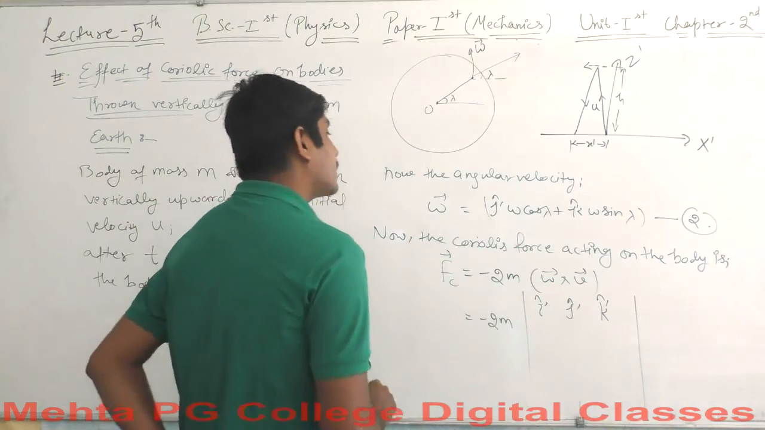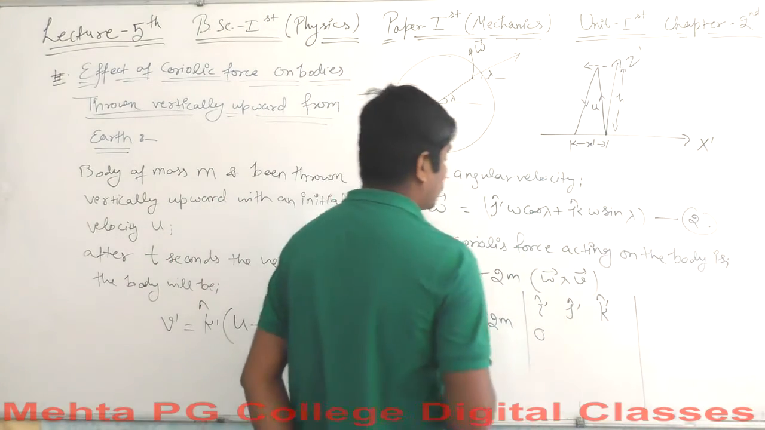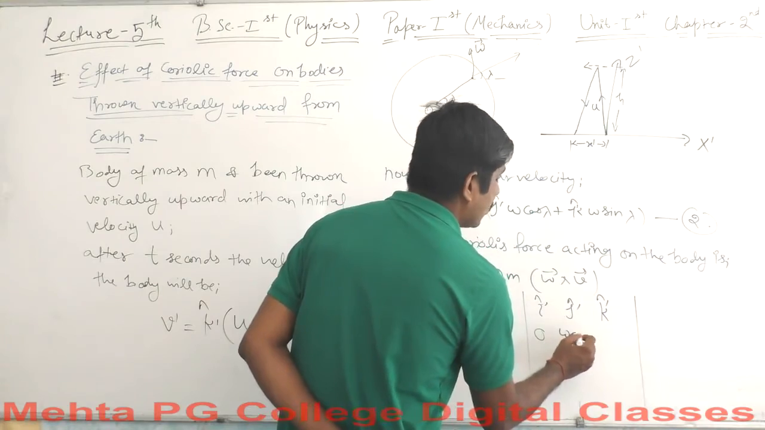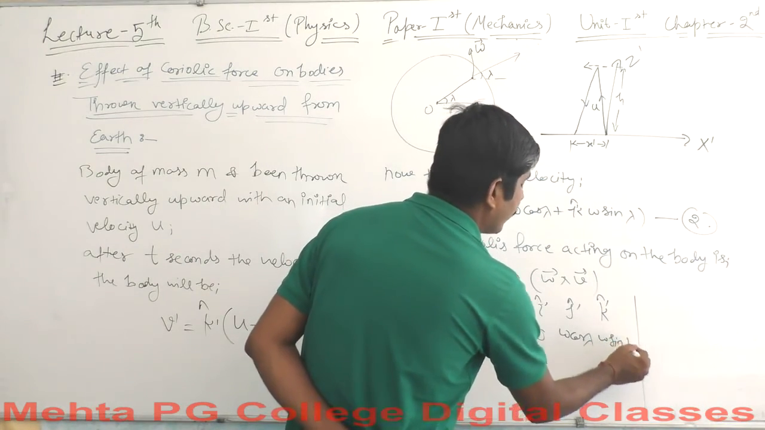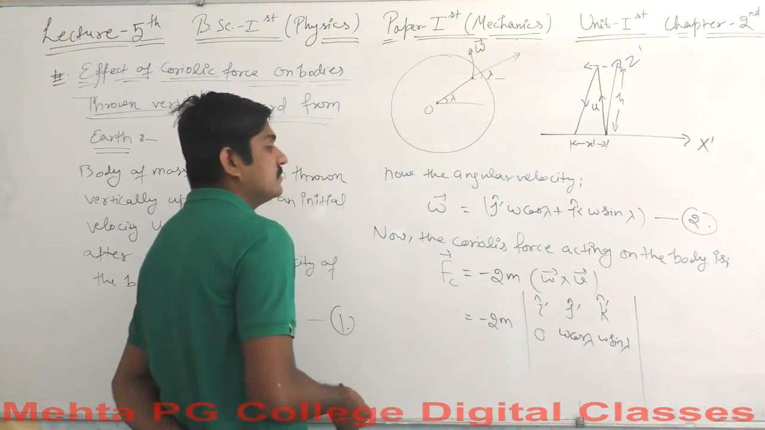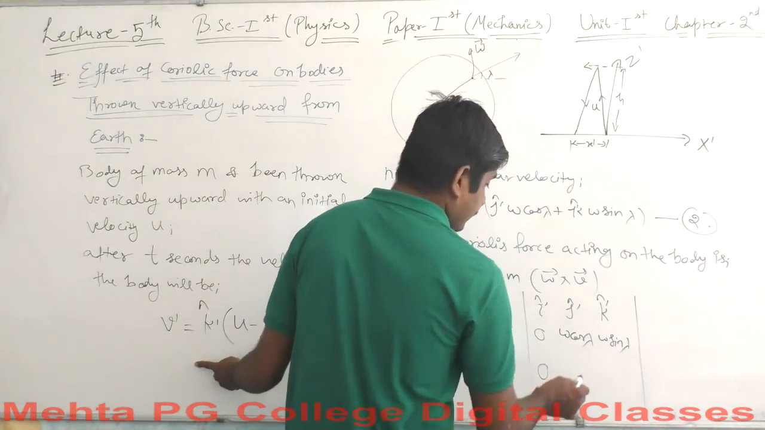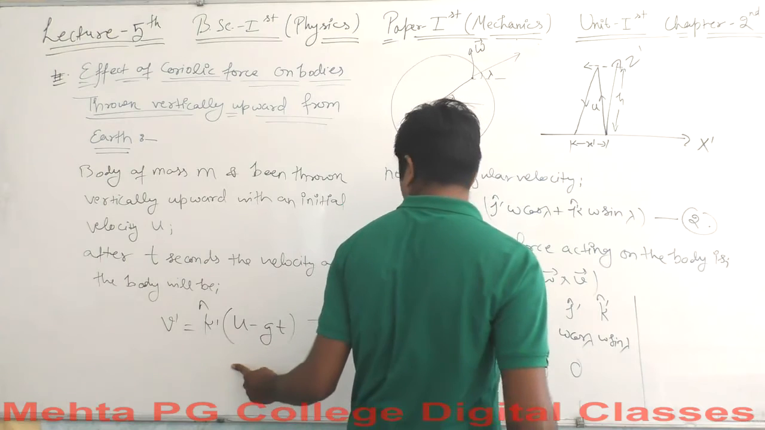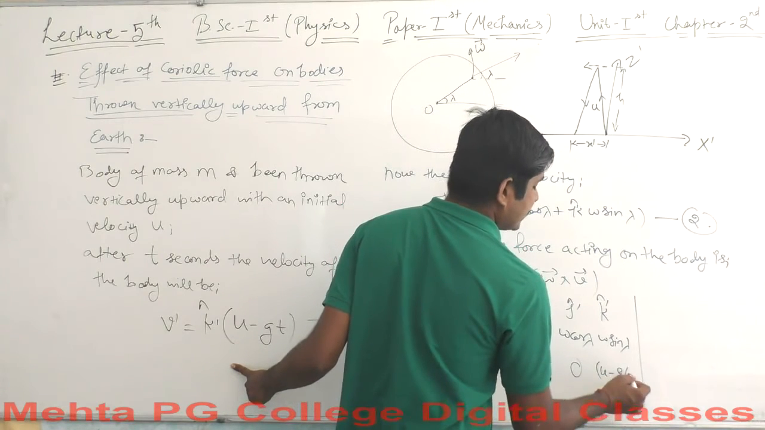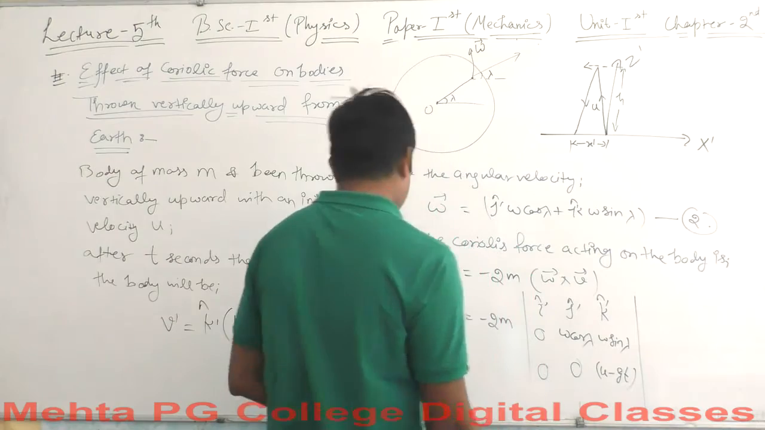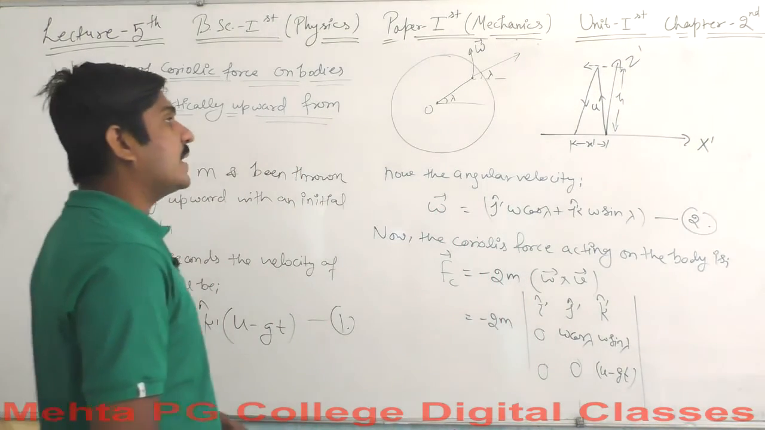For the i dash cap, the component associated is 0. For the omega, I am talking about only the omega here. This is the omega cos of lambda, and that is omega sin of lambda. Okay. 0 for the i dash cap, 0 for the j dash cap. The component exists only for the k dash cap, which is the u minus gt here. Okay. So let's talk about what should be the value of Coriolis force by now.